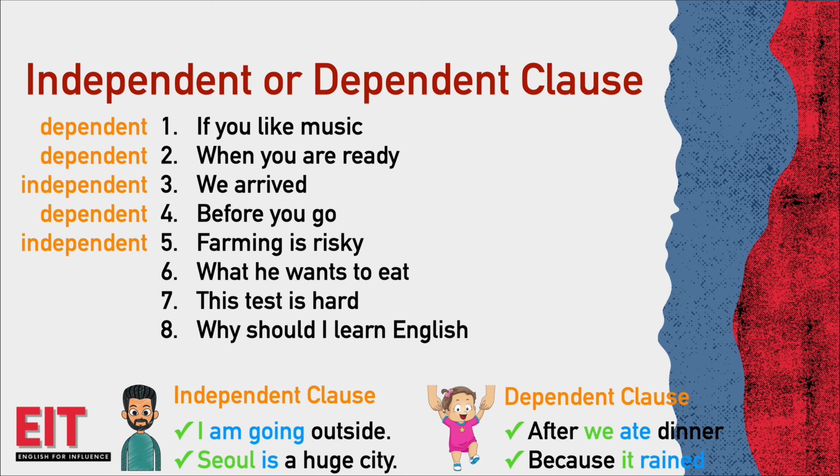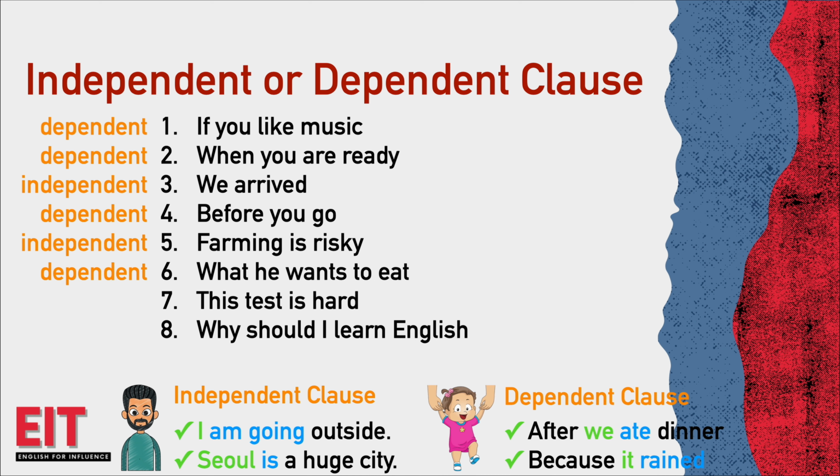What he wants to eat. Okay, now this one may pass for an independent clause, right? After all, it's a question. And question is a sentence. It makes complete sense. It has a complete thought. But did you notice that the way it is grammatically structured does not make it a question? It's actually a noun clause. If it's a question, it should be, what does he want to eat? So therefore, this is dependent.